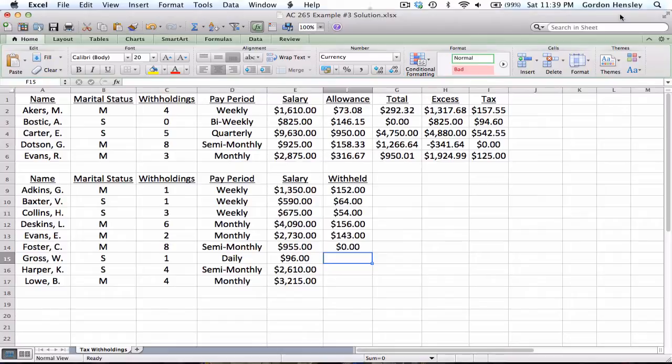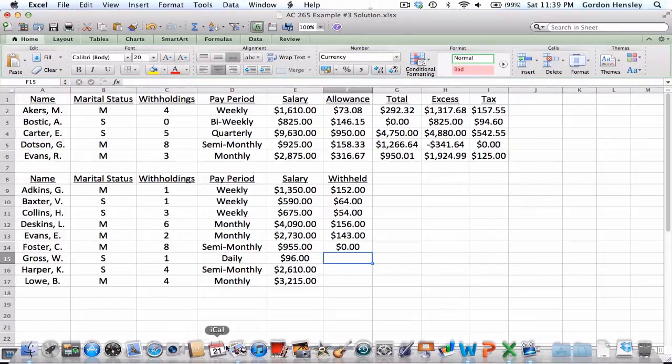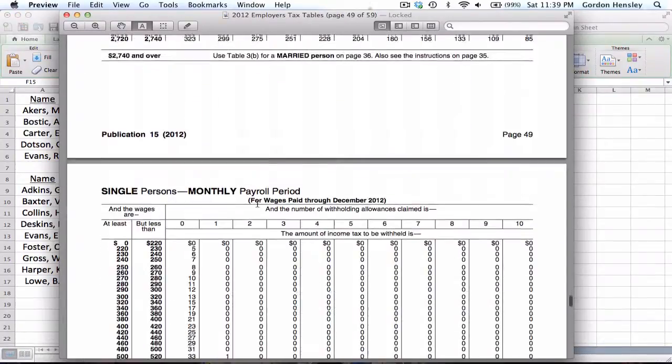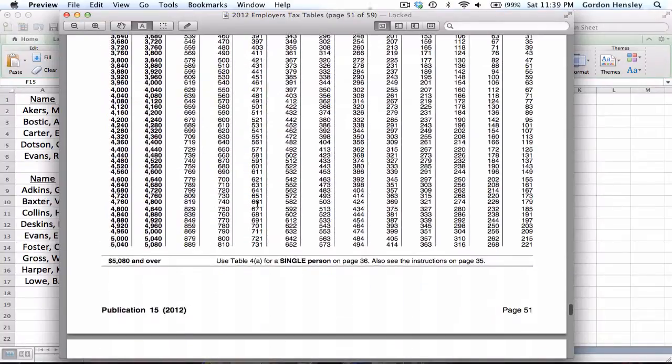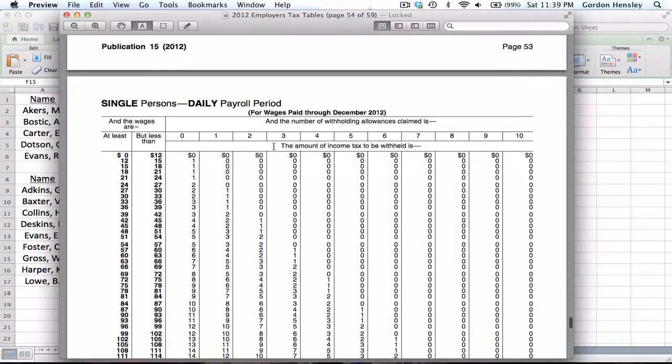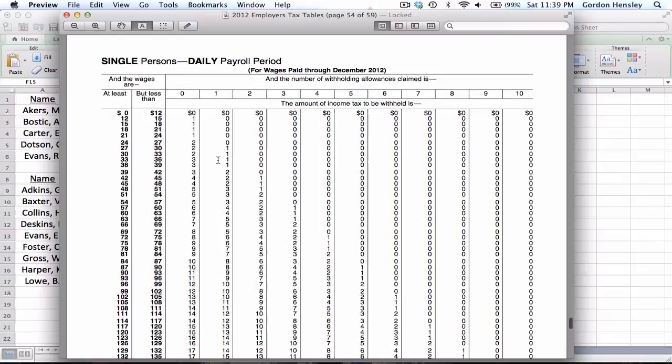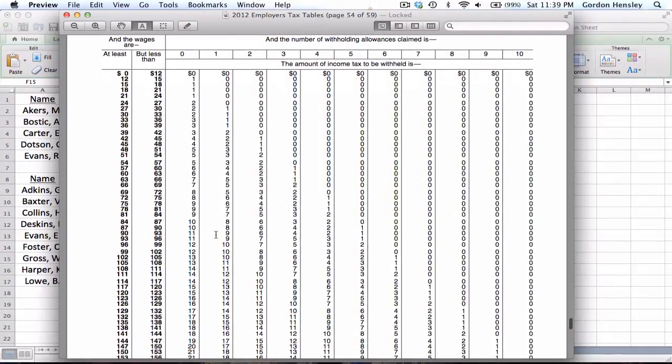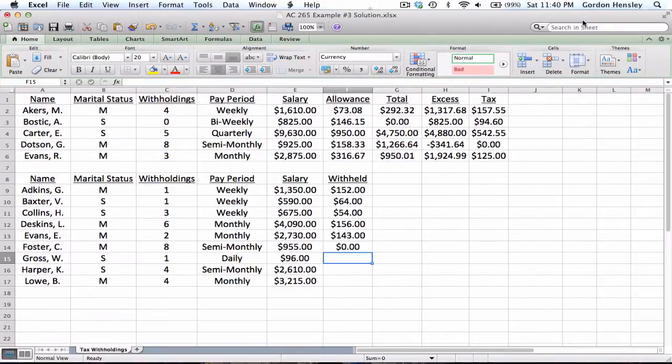The next person is single daily. 1 withholding allowance, $96 salary. So I've got to find the table for single and daily. It's probably going to be somewhere here near the bottom because I haven't seen that table yet as I've scrolled through here, and right here it is. On page 54, single daily. And it is 1 withholding allowance and $96. So if I go all the way down here to 96, the number that I see there is 9. So that means we will withhold $9 for that person on their federal income tax.